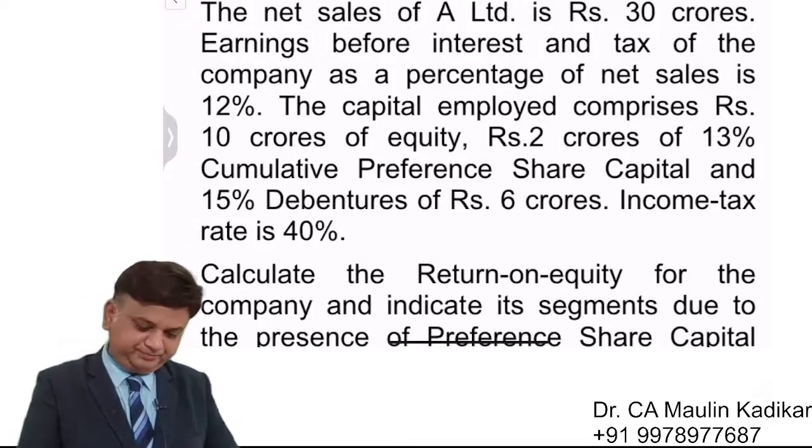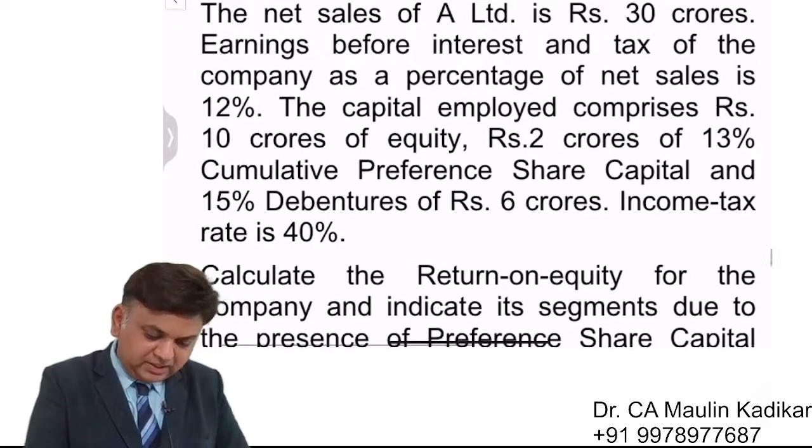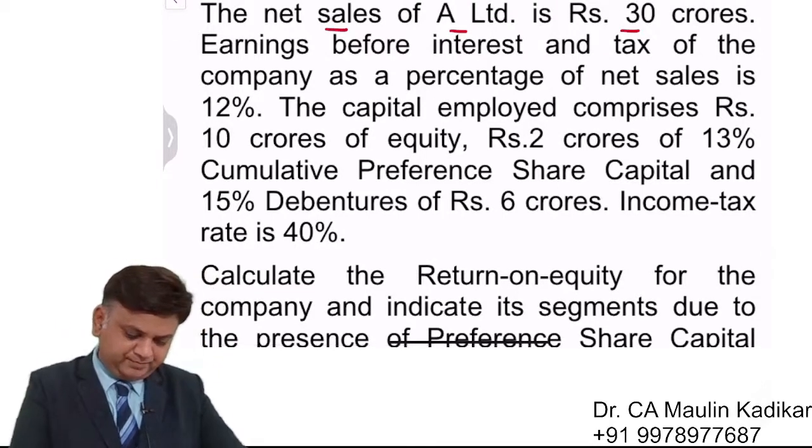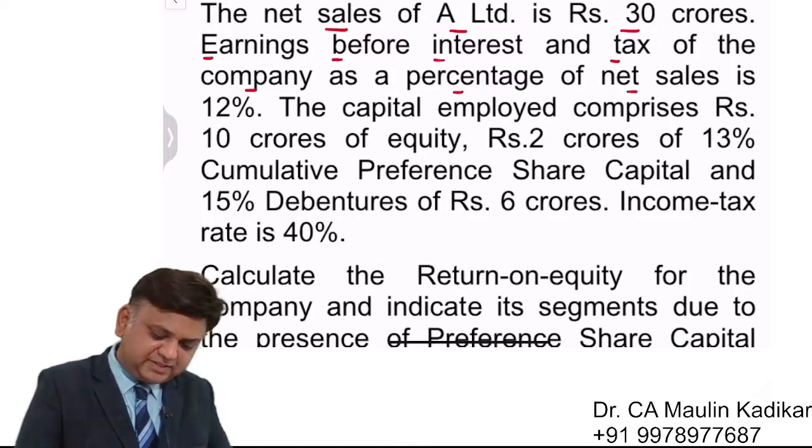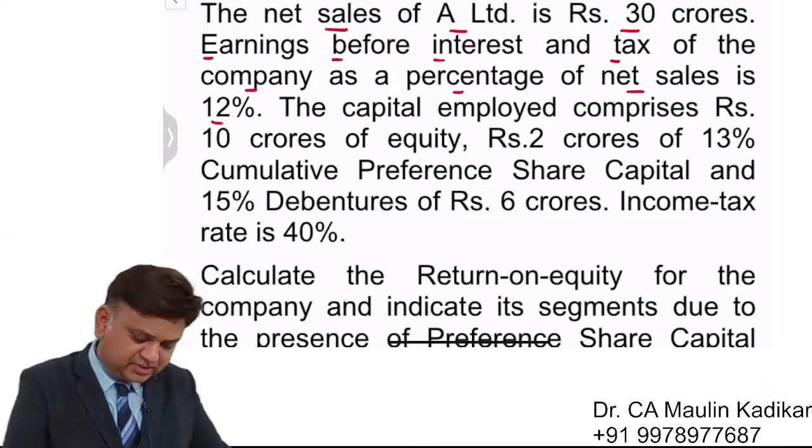Next question. The net sales of A Limited is rupees 30 crore. Earning before interest and taxes of the company as a percentage of the net sales is 12%.